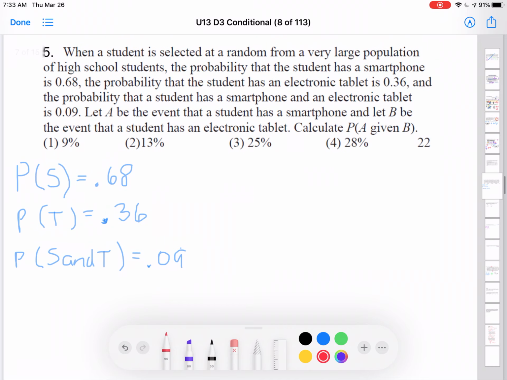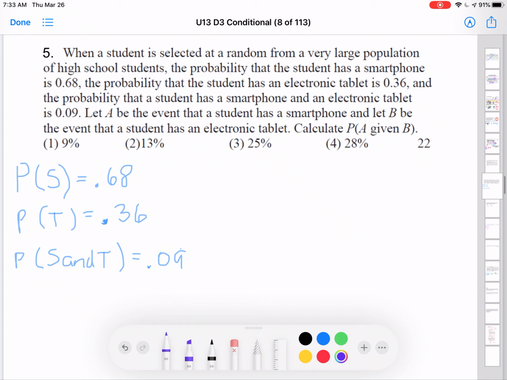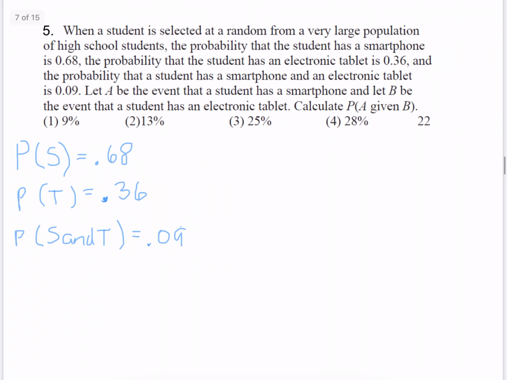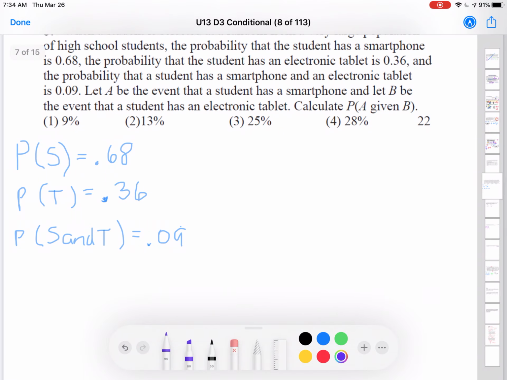Okay, number 5. I started to fill out a little bit to make this go a little quicker. It says when a student is selected at random from a large population of high school students, the probability that the student has a smartphone is 0.68. I just wrote it on the side. And the probability that they have a tablet is 0.36. And the probability that they have both is 0.09.